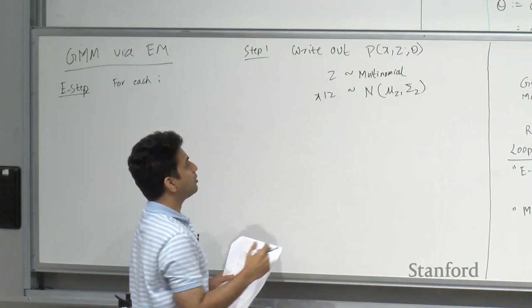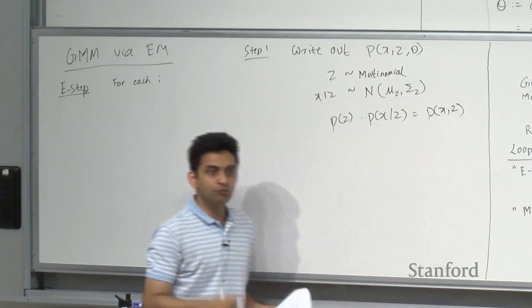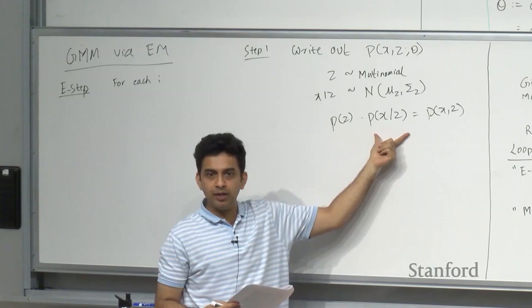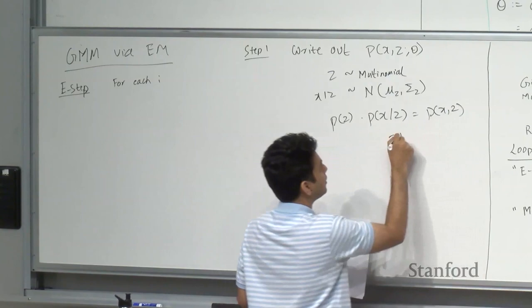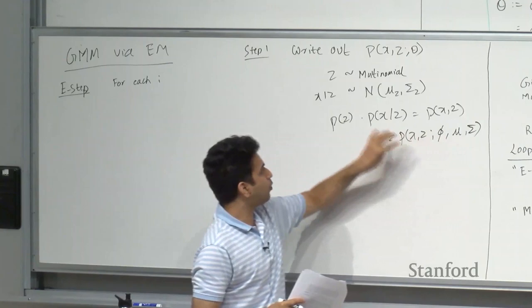Why do we call this the model? Because this is effectively P of Z times P of X given Z, and this is equal to P of X, Z. So first write out your model, and writing it in this form is called writing the data generative process. By writing the data generative process, you're implicitly defining what the model is. So the first thing you always want to do is write out the model and be clear what the data generating process is and what your parameters are. In this case, the parameters will be phi, mu's, and sigmas. Be clear on what the parameters are and what the form of the full model is.